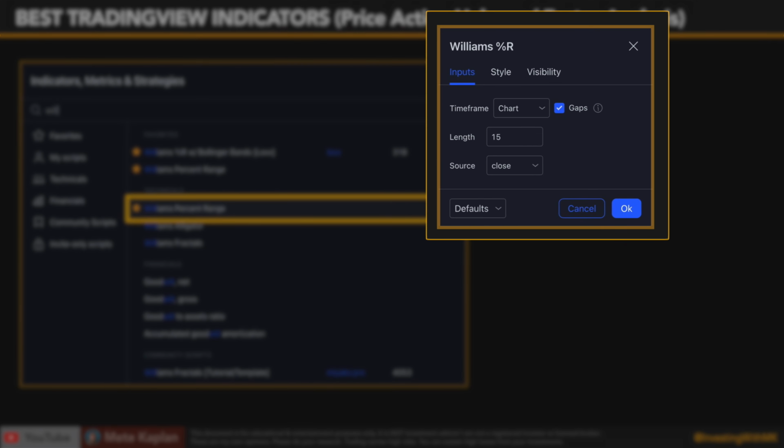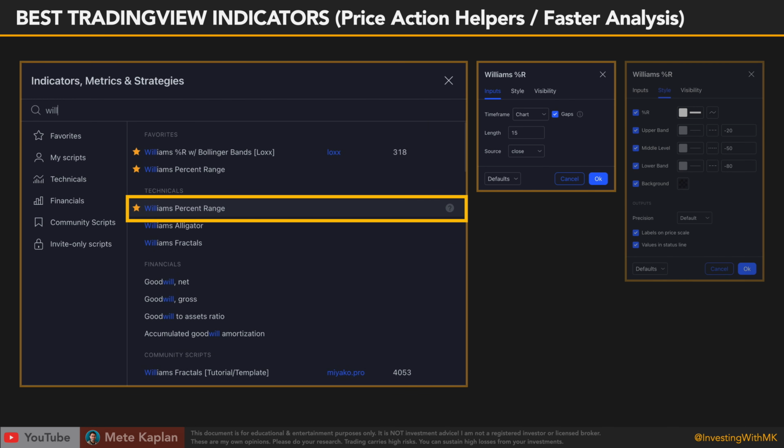For the settings, it is quite straightforward. I set the look back period to 15. The rest of the settings are as you can see. I set visuals like this. It depends on your style. I like simple colors. I do not enjoy so many colors in my chart.